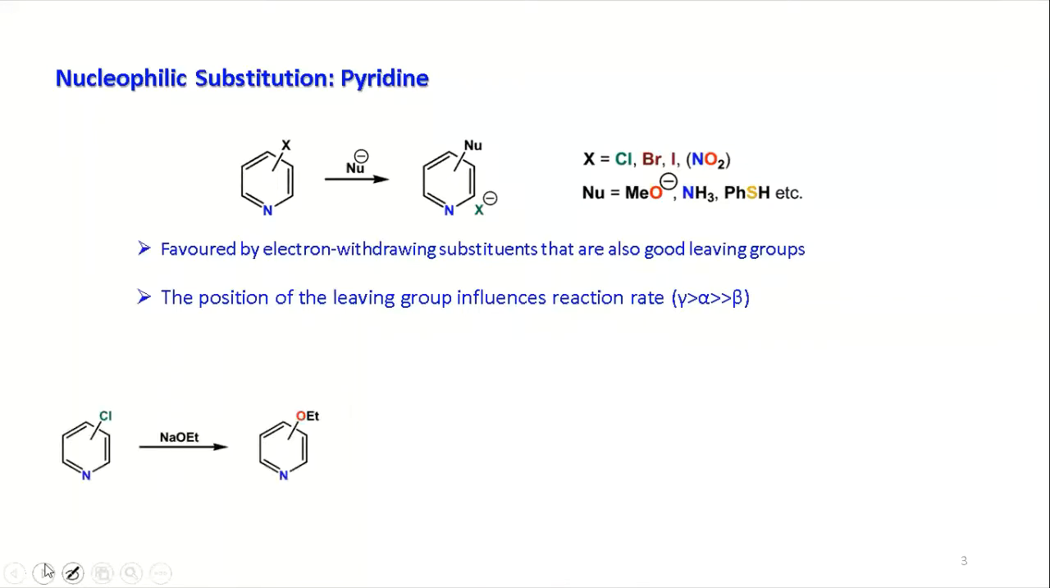So, suppose we have the chloropyridine. Now we can think of the chlorine at the gamma position, at the beta position, or at the alpha position, and you're reacting with ethoxide.